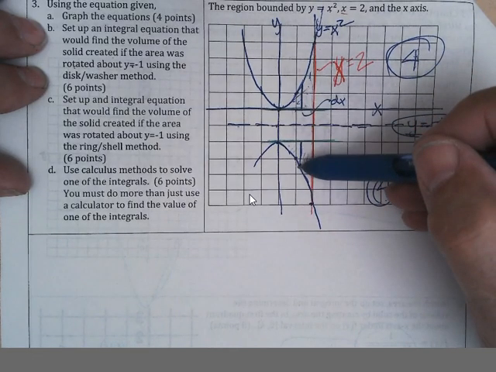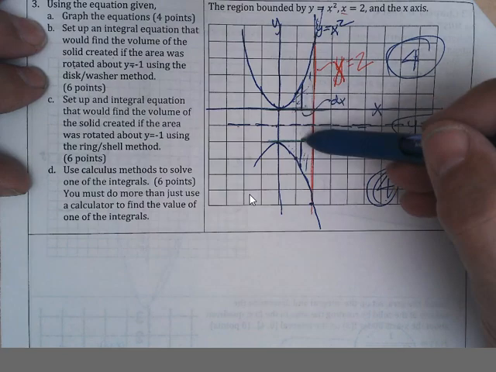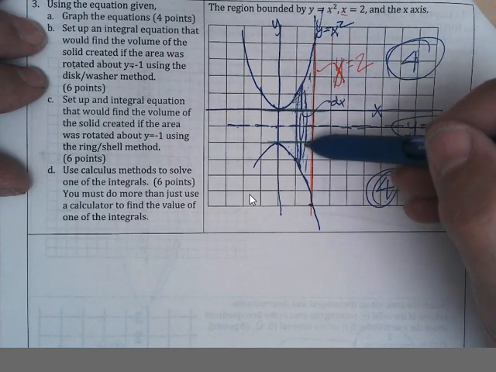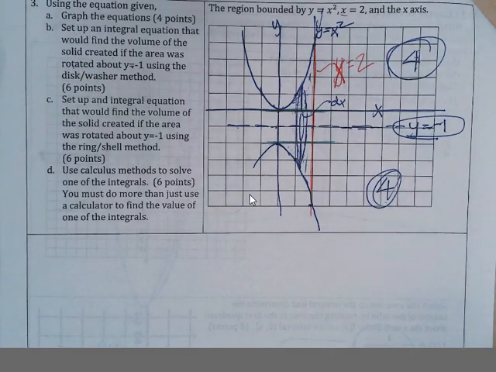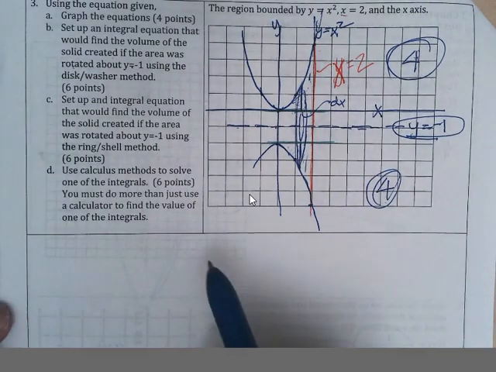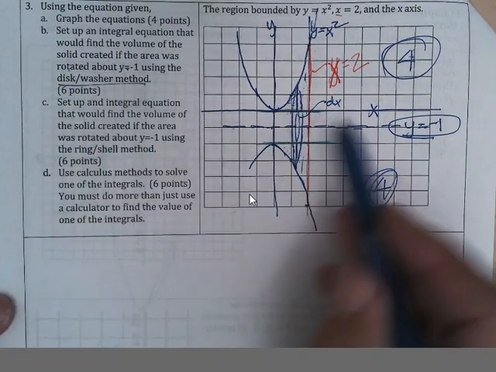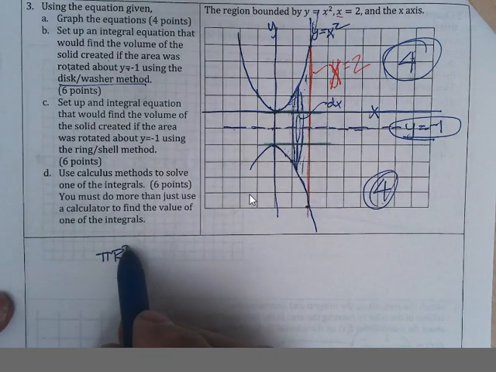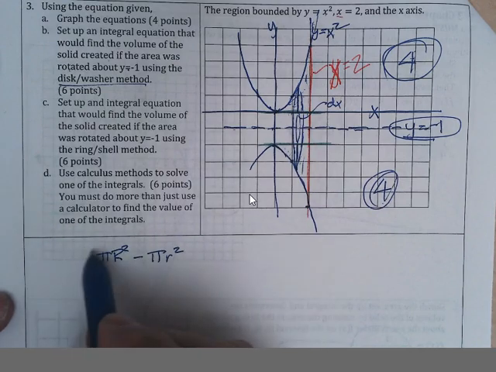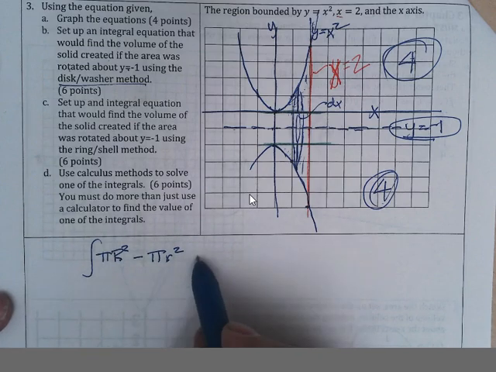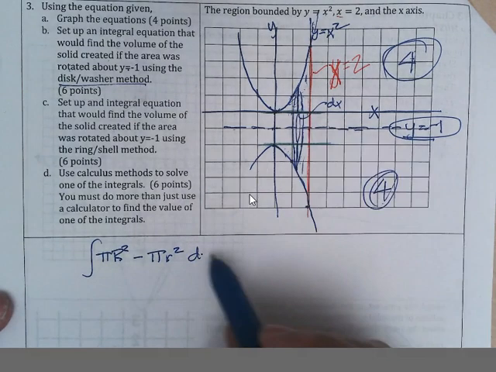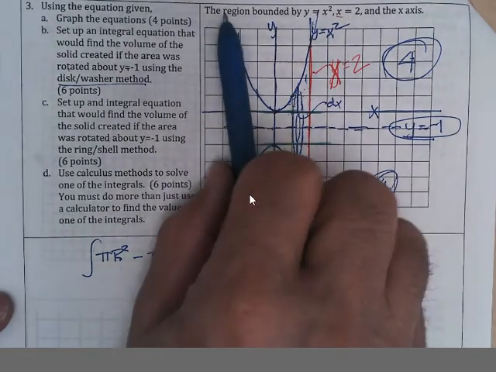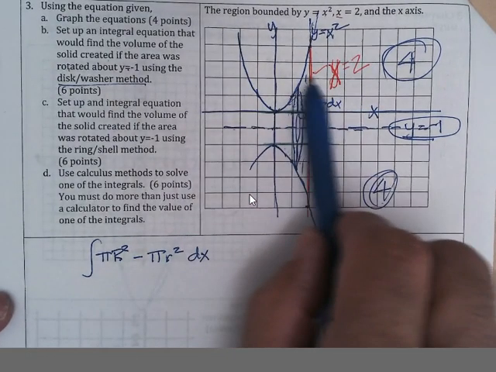Now I could try to draw some kind of arc on those, but it gets a little hard to see. This should look like a disc with a hole in it. Okay, so to do the disc or washer, this would be a washer because it's got a hole in it. It's going to be pi r squared minus pi r squared, the full radius minus the hole, d, and in this case it's dx because the slice is perpendicular to the axis. If the axis was this way, the slice would be this way and the thickness would be dy.